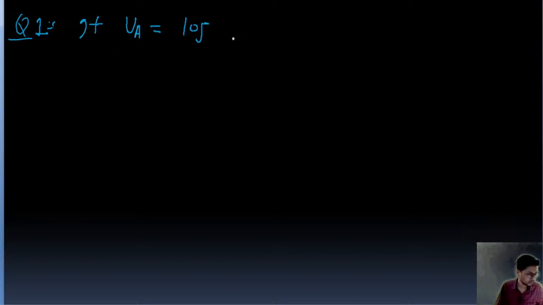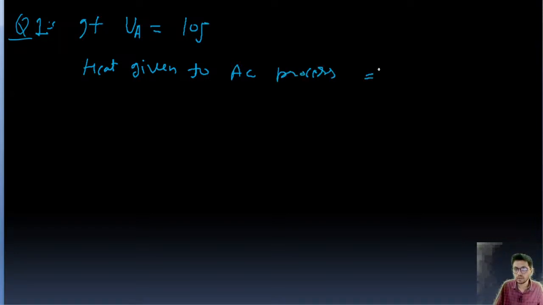The question is, I'll write the question first. If UA, the internal energy at A, is 10 joule, and the heat given to AC, I'll make a diagram, the AC process, is equal to 200 joule, then you need to find out UC.